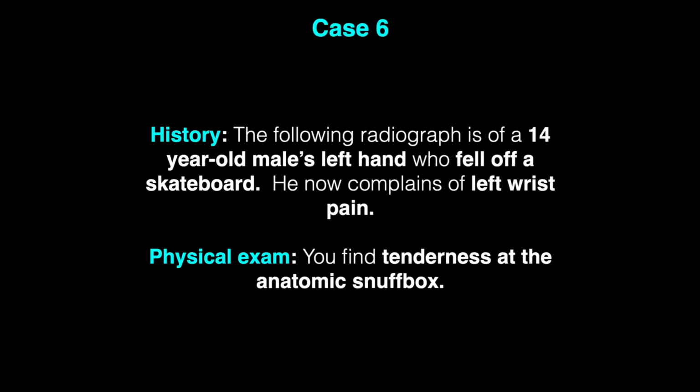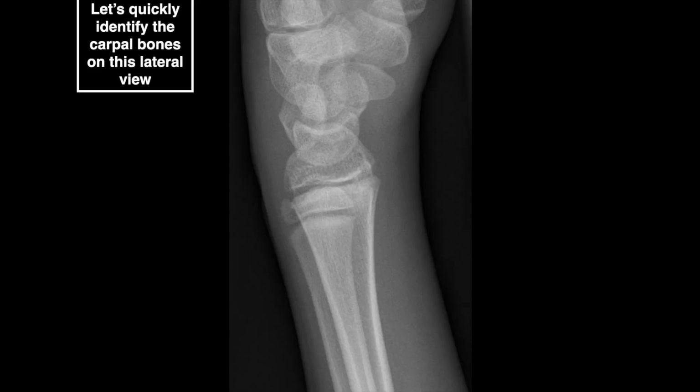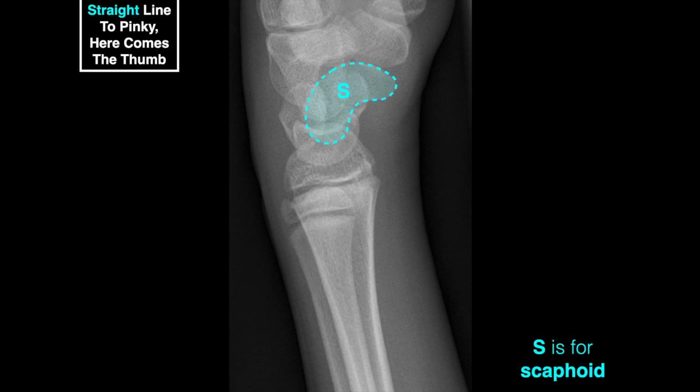Let's do another case. The following radiograph is of a 14-year-old male's left hand. He fell off a skateboard. He now complains of left wrist pain. You find tenderness at the anatomic snuff box on exam. Let's quickly identify the carpal bones on this lateral view. I like to use the mnemonic: straight line to pinky, here comes the thumb.